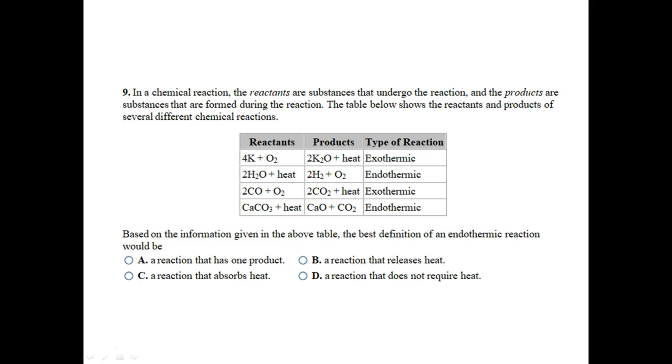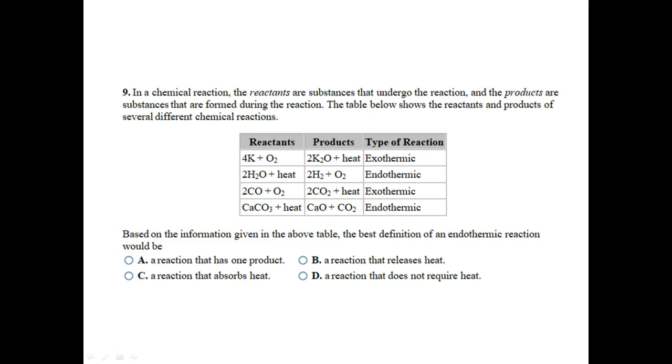Number 9. In a chemical reaction, the reactants are substances that undergo the reaction, and the products are substances that are formed during the reaction. The table below shows the reactants and products of several different chemical reactions. Take a minute to look over the reactants and the products of each reaction. Notice that each reaction is labeled as whether it is an exothermic or endothermic reaction.